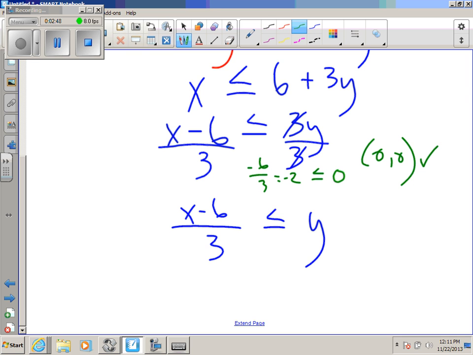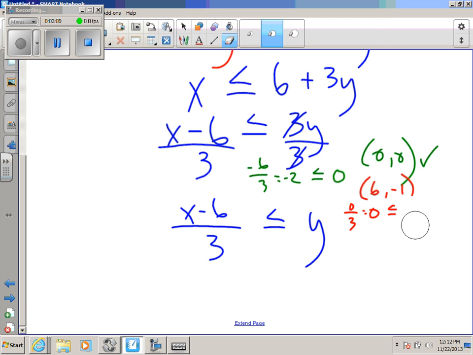All right. Test 6, negative 1. Plug in 6 for x. 6 minus 6, 0. 0 over 3 equals 0. Is 0 less than or equal to negative 1? So I think we found it. Let's check the other ones.